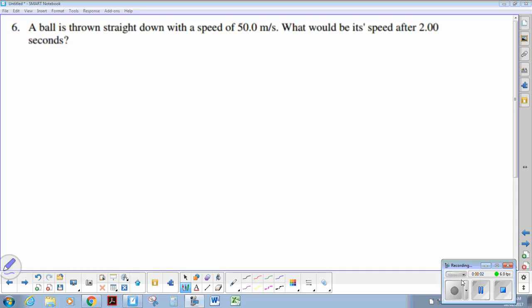All right, question about number 6. A ball is thrown straight up. Oh, sorry, straight down with a speed of 50 meters per second. What would its speed be after 2 seconds?